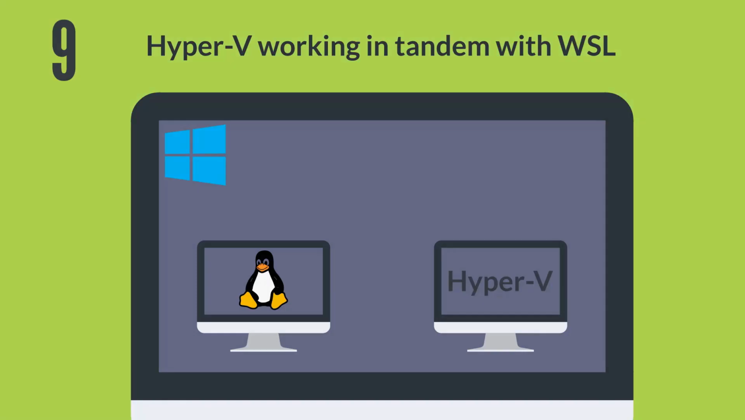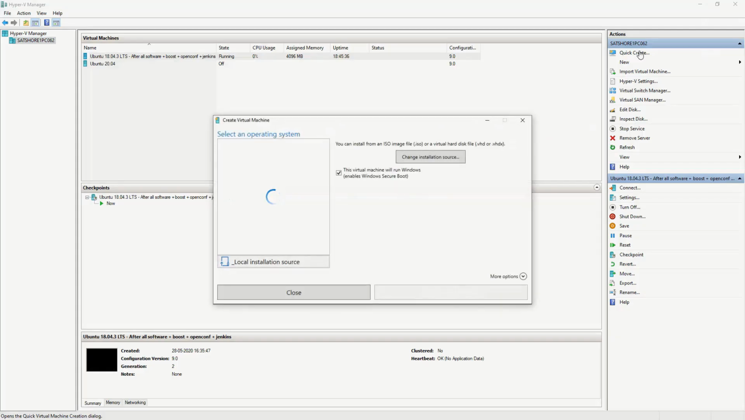Next, we'll see Hyper-V working in tandem with WSL. WSL does its job, but sometimes you may want a full-blown Linux system with its GUI and capabilities. Hyper-V has been there for a while. I am going to quickly show you how you can install a complete Linux desktop operating system without any need for dual boot complexity. Choose Ubuntu 18.04 at the moment.